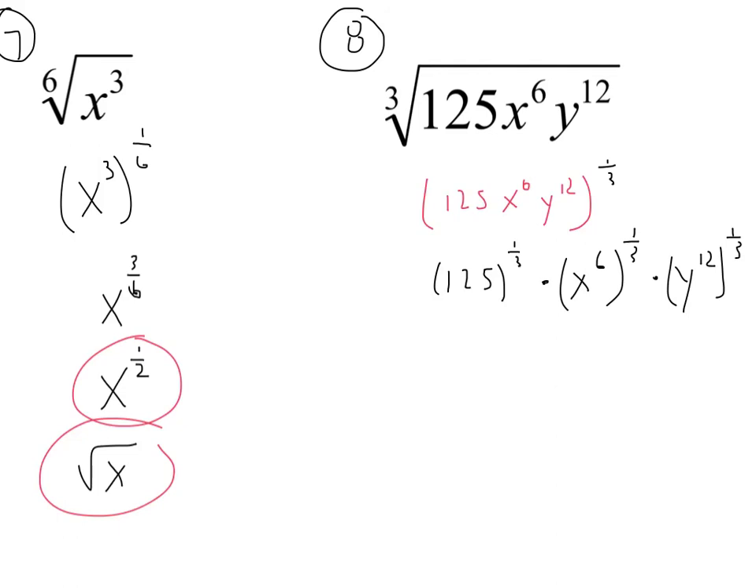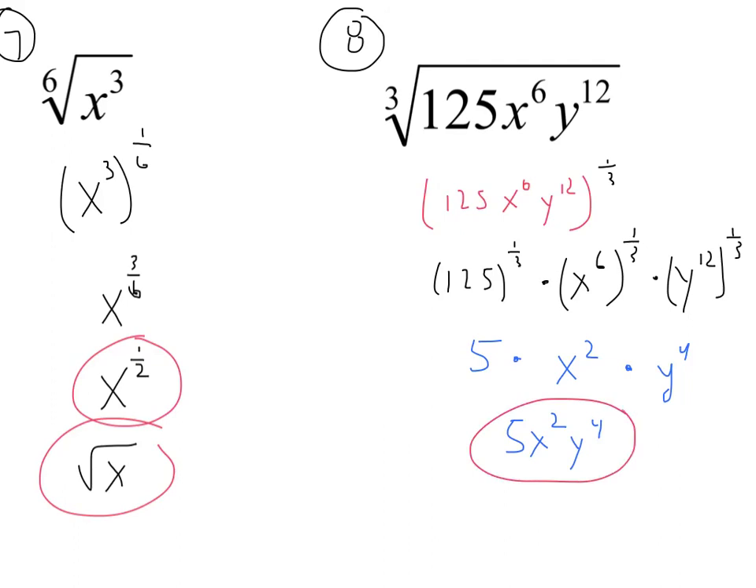All right, here's the final answer. 125 to the 1/3, or the cube root of 125, we should know that. That's 5. For this one, x to the 6th to the 1/3 power, we could multiply these. 6 times a third is 2. So this is just x squared. And then the last one, y to the 12th raised to the 1/3, that's just y to the 4th, because 12 times 1/3 is 4. So the final answer is just this, 5x squared y to the 4th.